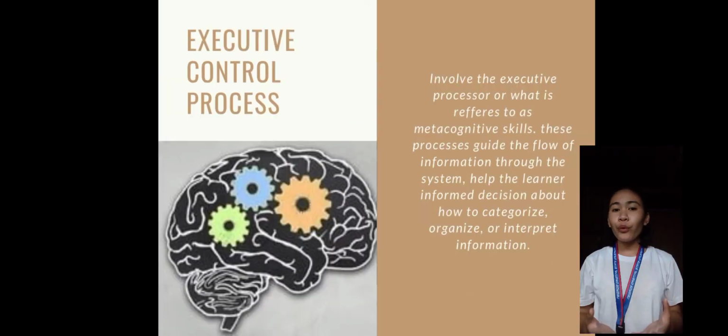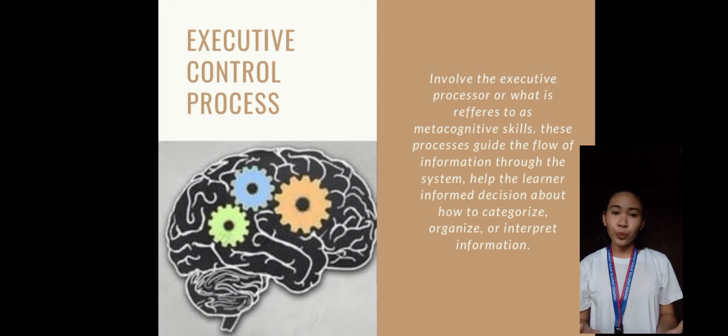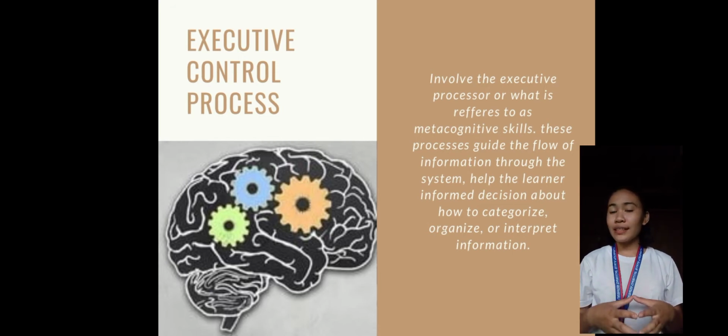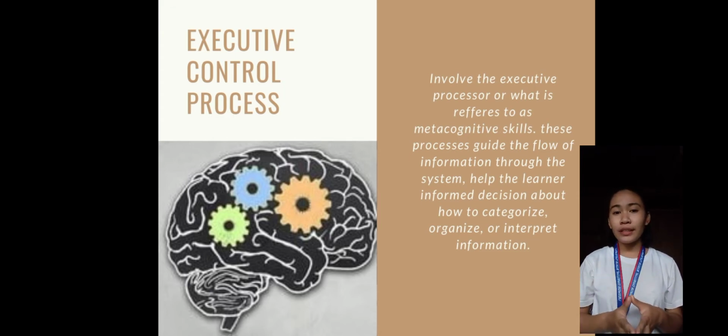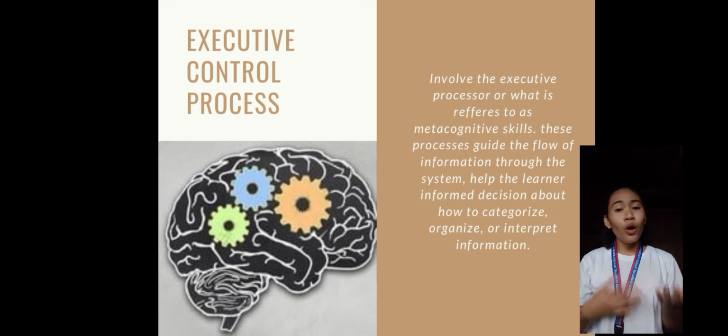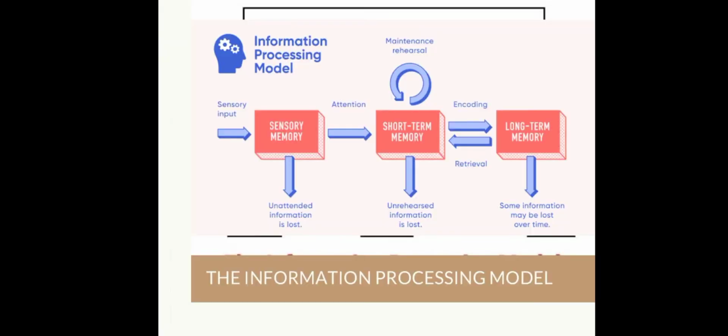So we will move forward to the executive control process. It involves the executive processor, or what is referred to as metacognitive skills. These processes guide the flow of information through the system, help the learner make decisions about how to categorize, organize, or interpret information. It helps the learner know what to do with specific information.